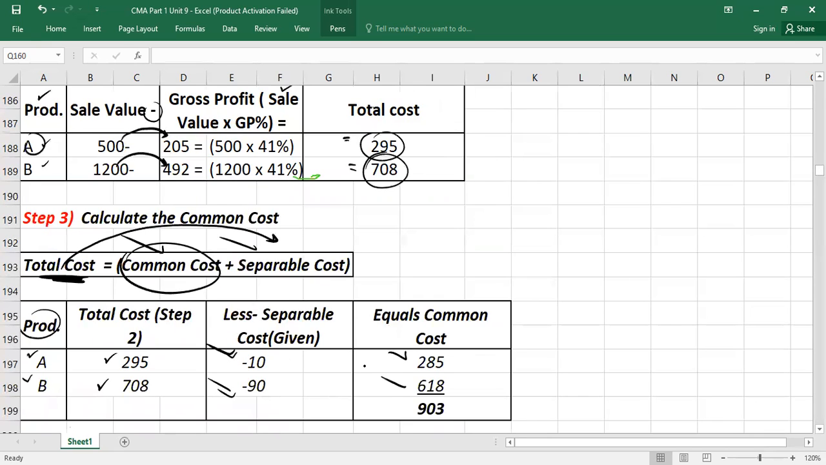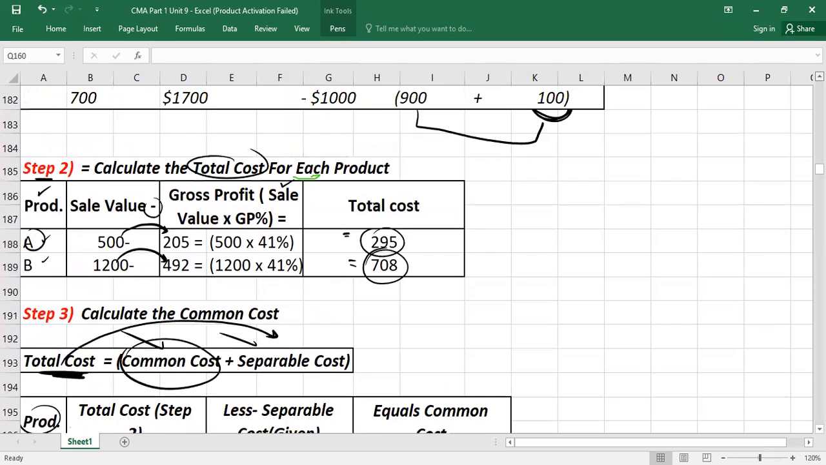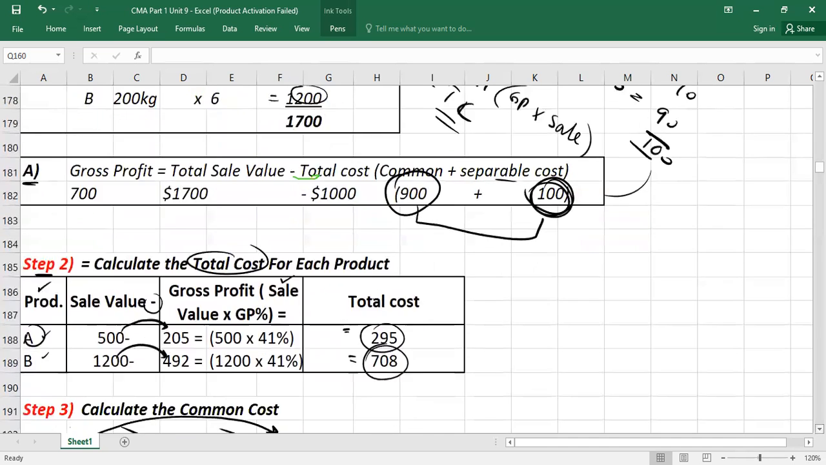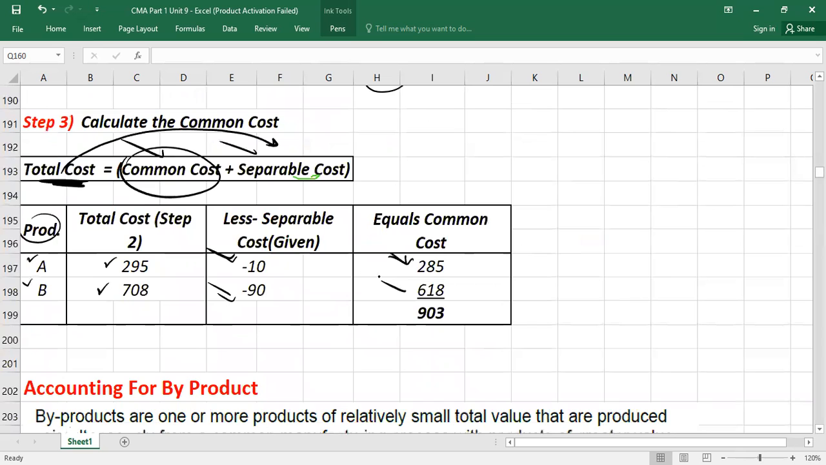Common cost. Understood? Actually, if you look at it, our common cost, I assumed in the question how much? 900. But here, if you make the total 285 and 618, it is what? 903. It's actually a difference of $3 because we rounded the 41% GP percentage. If you would use the exact percentage of GP, you will get exactly 900 here.